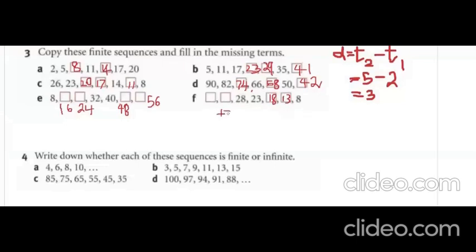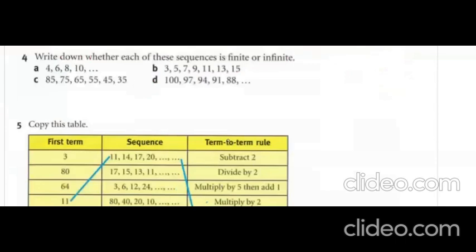So 28 plus 5 is 33, and 33 plus 5 is 38. So the sequence is 38, 33, 28, 23, 18, 13, and 8. Go to the next question.